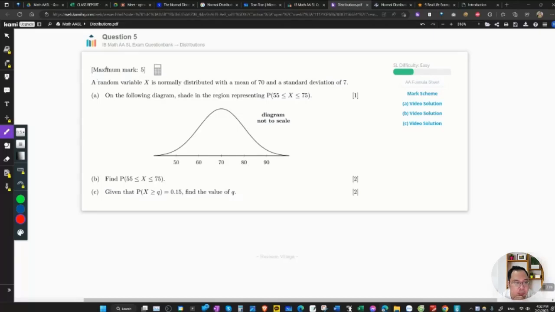The next one, write a variable normally distributed with the mean 70, deviation 7. On the following diagram, shade the region representing x greater than or equal to 55 and smaller than or equal to 75, and find it.